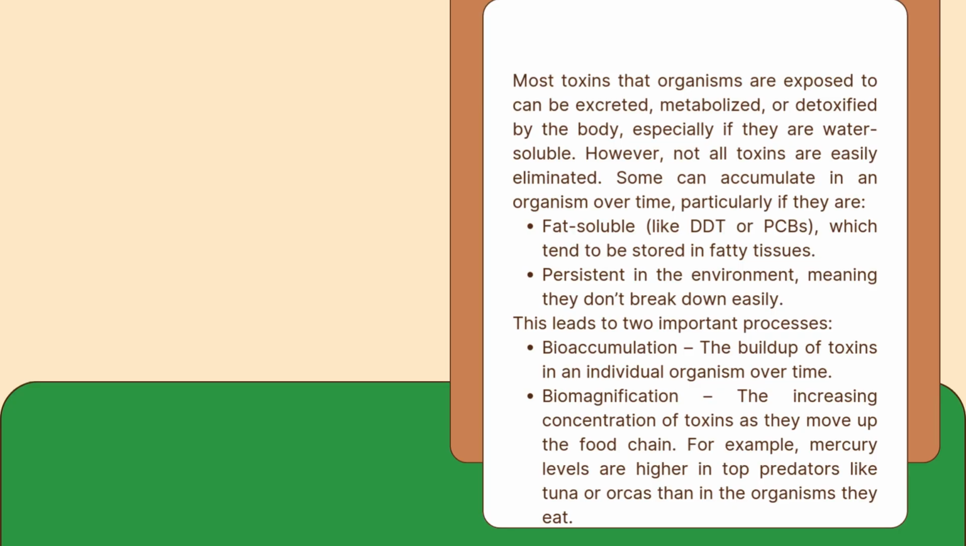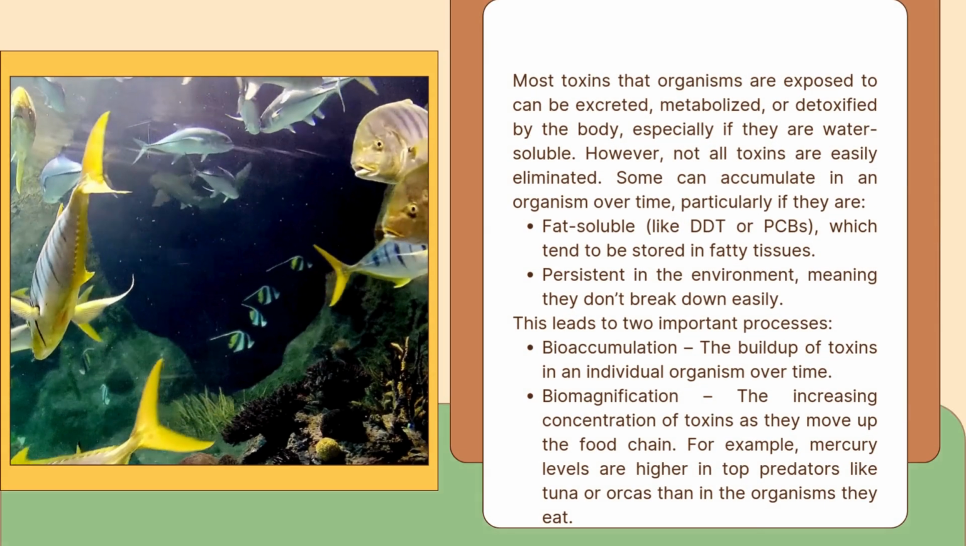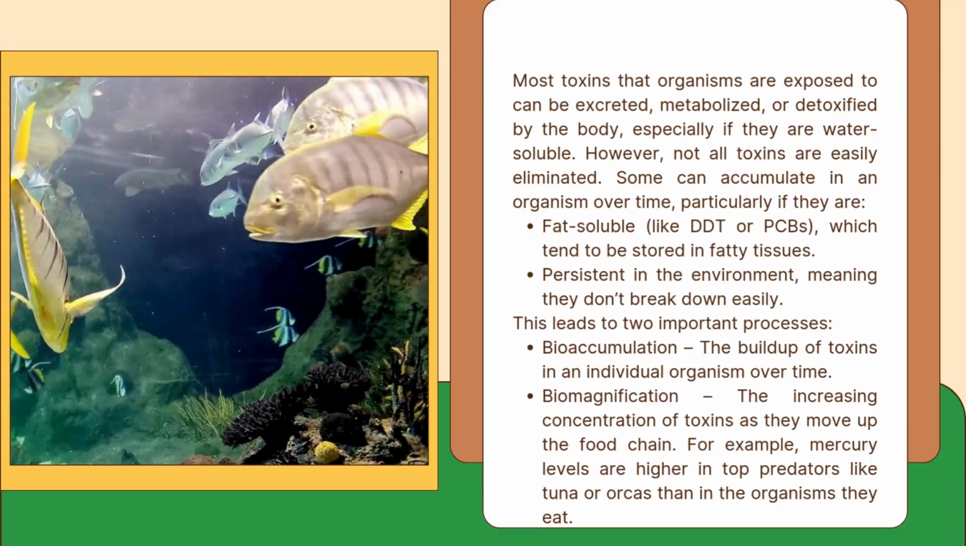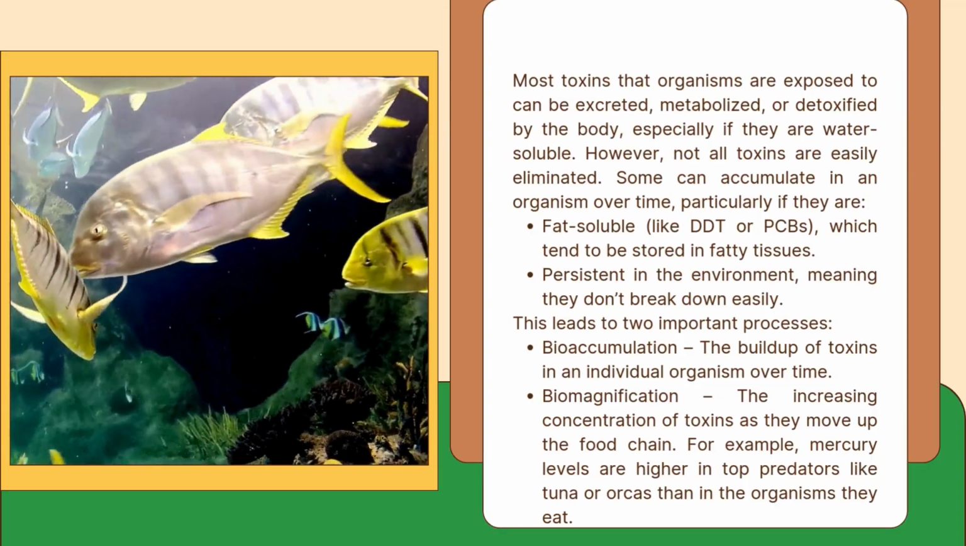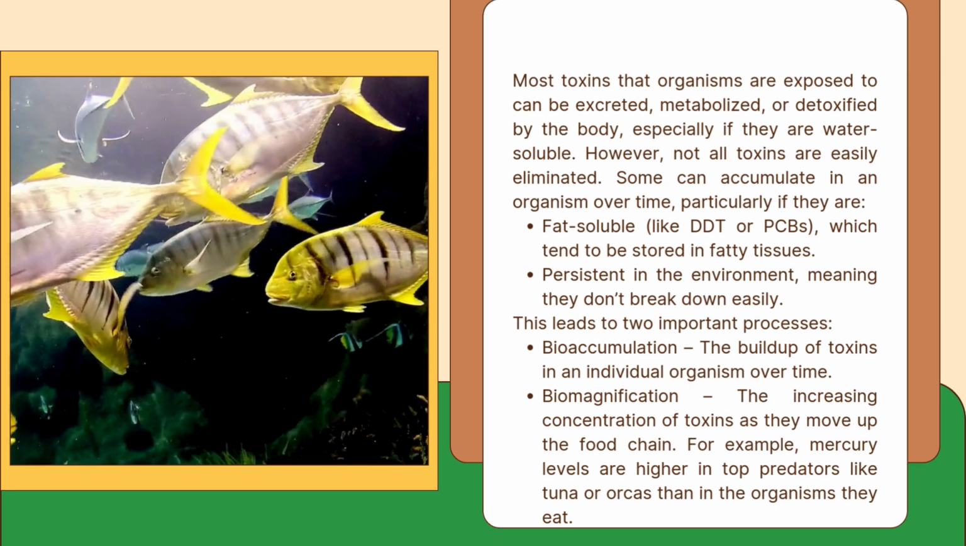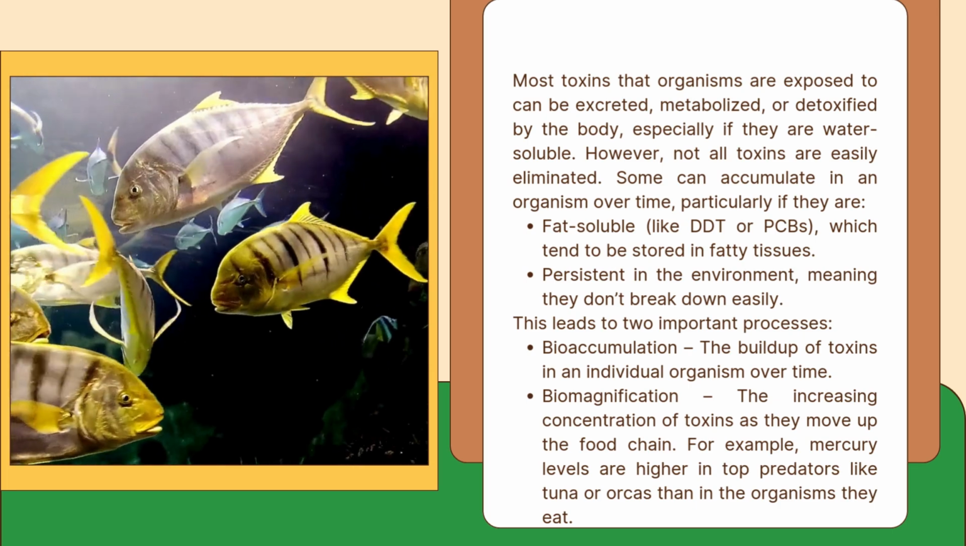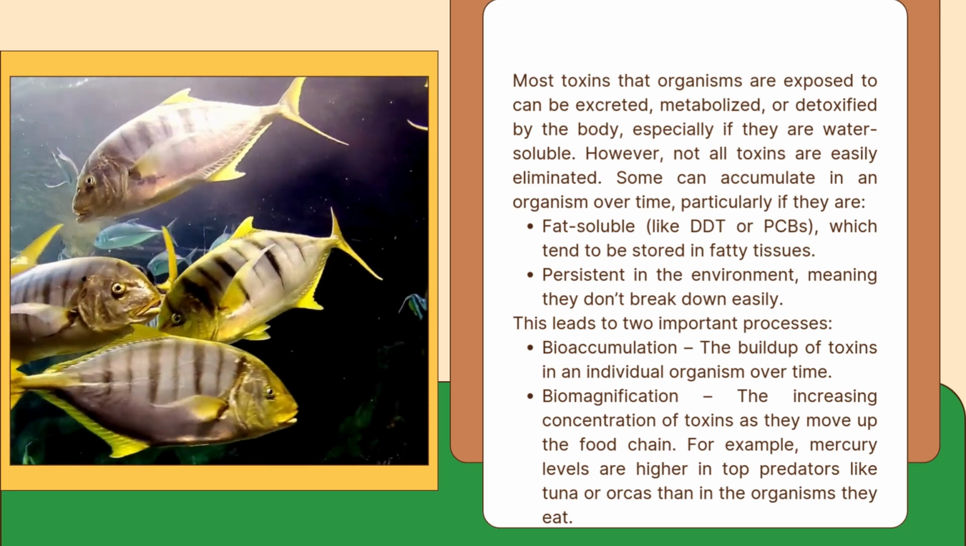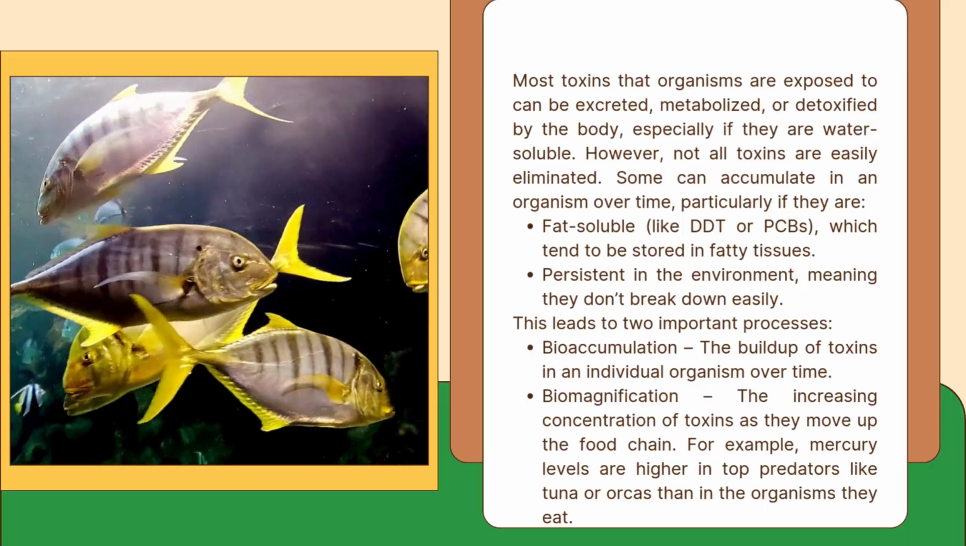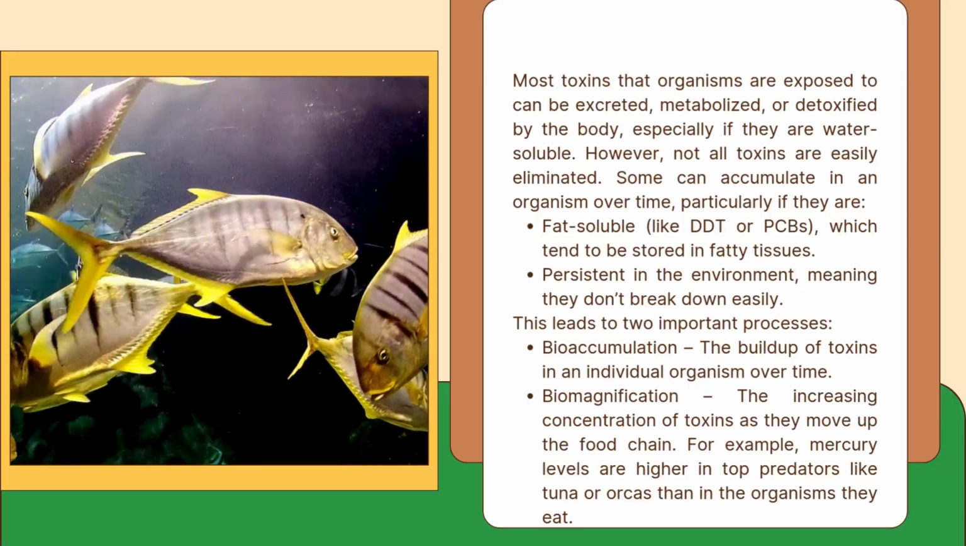This leads to two important processes: bioaccumulation, the buildup of toxins in an individual organism over time. Biomagnification, the increasing concentration of toxins as they move up the food chain. For example, mercury levels are higher in top predators like tuna or orcas than in the organisms they eat.